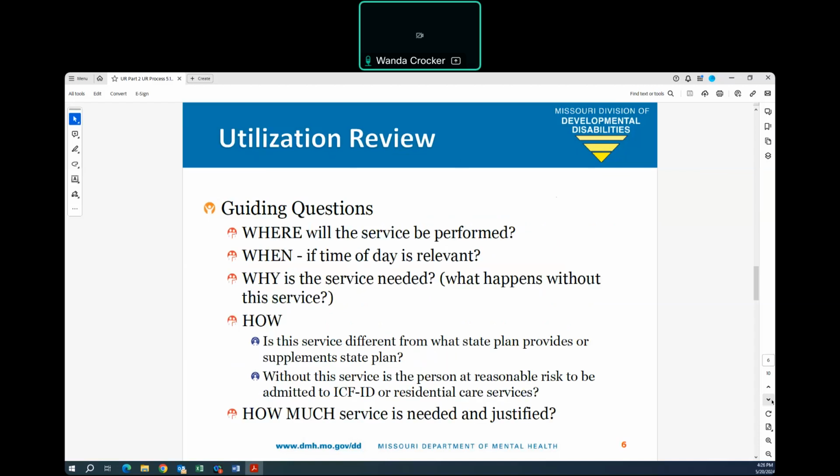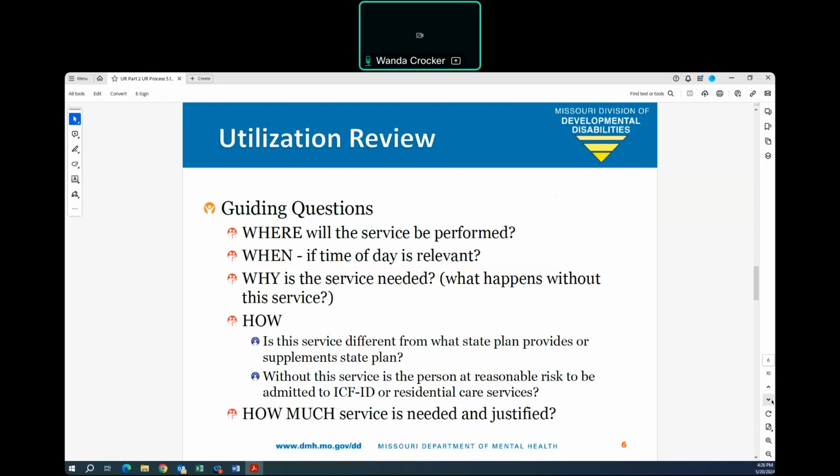So where will the service be performed? When, if time of day is relevant? Why is the service needed? And that kind of ties with the "what" as well. What happens without the service? Why should the service exist? And remember, it's not a prediction of what will happen, but what will happen? Why is that going to happen?